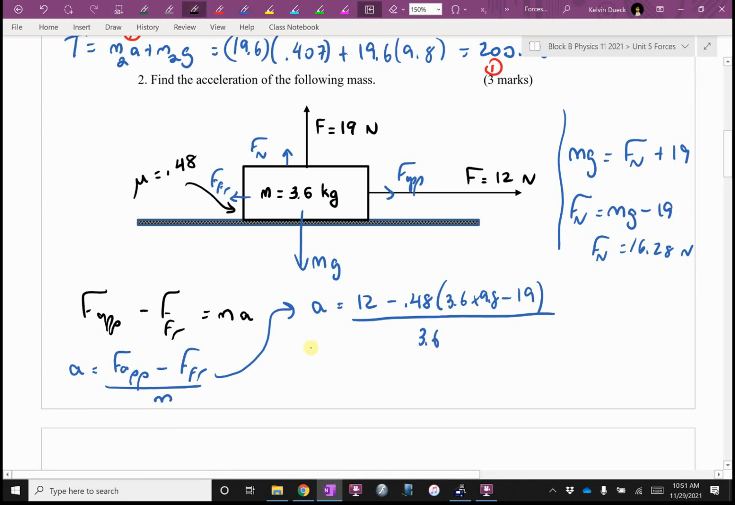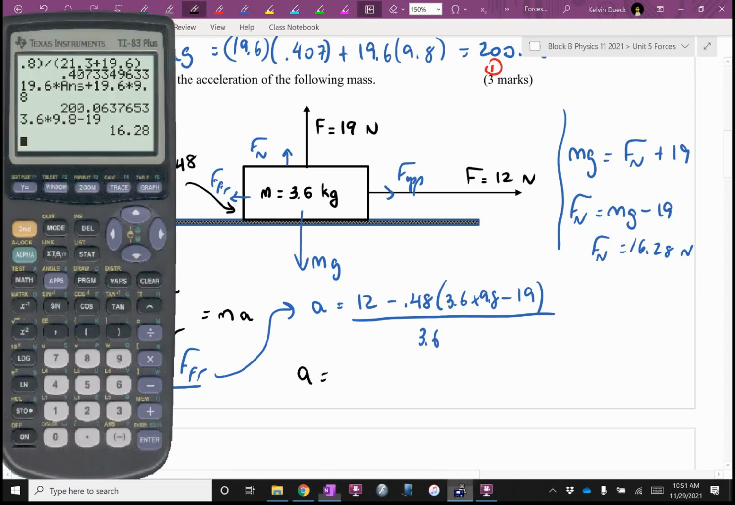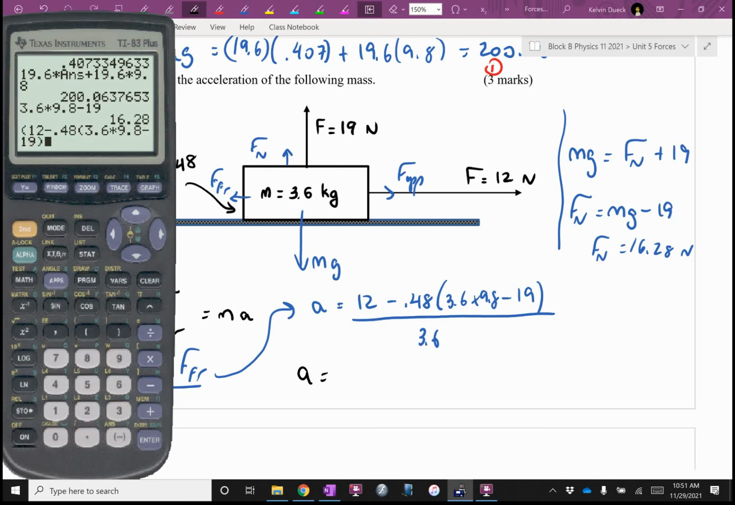3.6, because I'm kind of lazy, and also I like to show off on my calculator, so if I can do it in one step, I kind of try to. So it's going to be bracket 12 minus 0.48, open up another bracket, 3.6 times 9.8 minus 19, close off the friction normal force bracket, close off the top, divided by 3.6. Do y'all get 1.16? No? Yes? Yeah? People nodding?